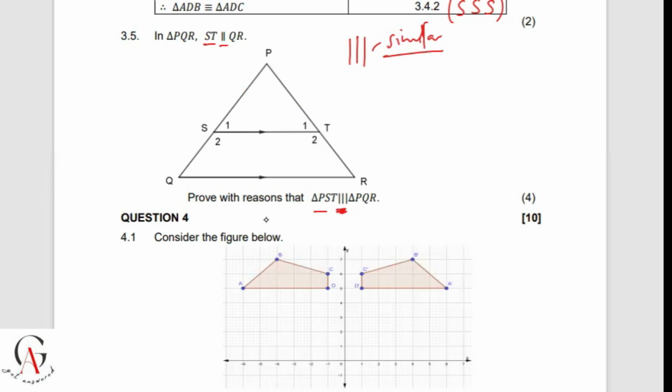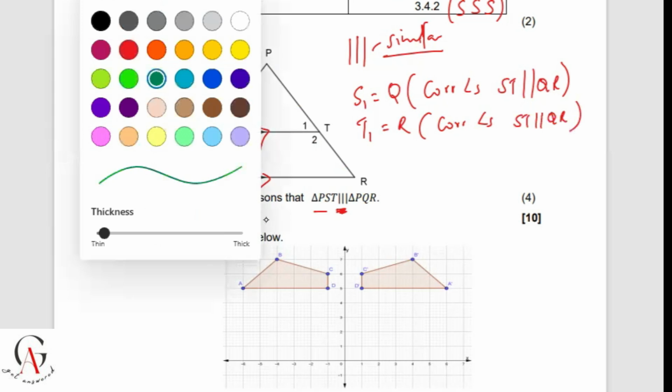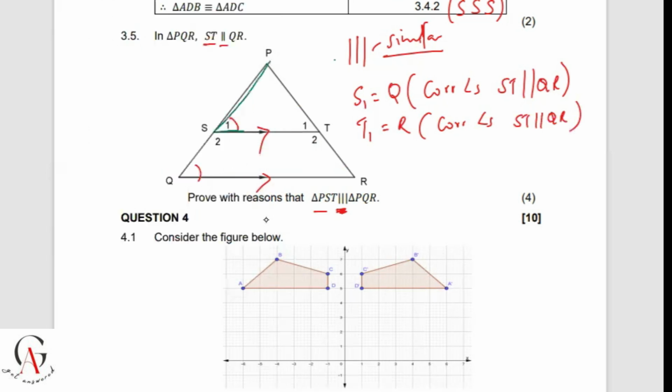So what we're going to say is that we can look at the angles. Since the lines are parallel, we know that this must be the same as that because those are corresponding angles. So S1 is the same as Q. Those are corresponding angles because ST is parallel to QR. Then T1 is going to be the same as R. Those are still corresponding angles because ST is parallel to QR. Then we can see that both triangles, let me just highlight the 2 triangles. Okay. So PST.